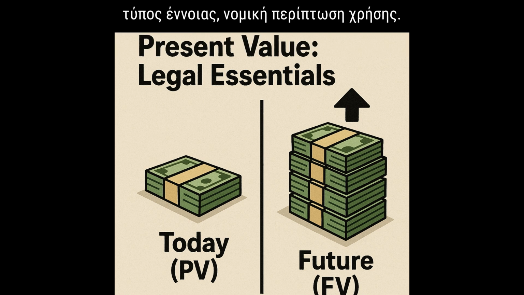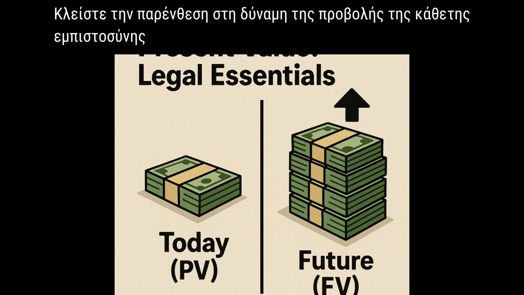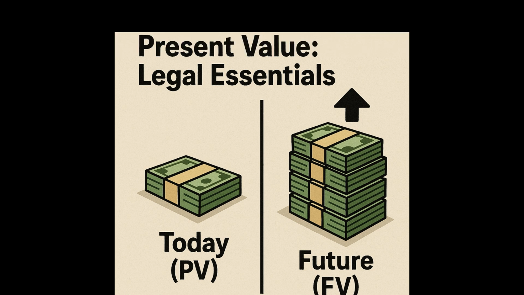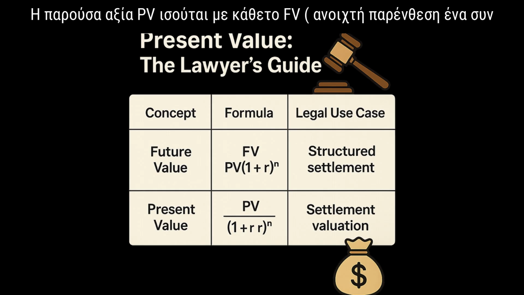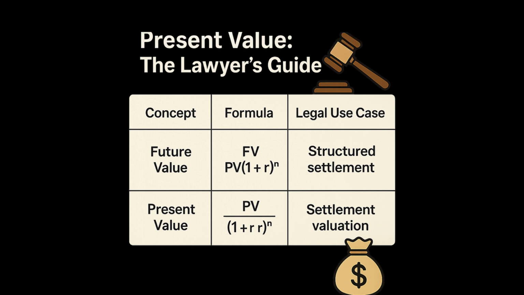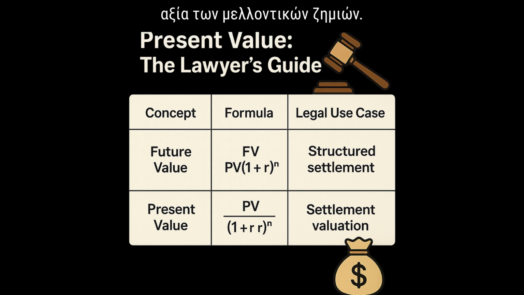Concept, formula, legal use case. Future value FV equals PV times (1 plus r) to the power of n, projecting trust/investment growth, damages. Present value PV equals FV divided by (1 plus r) to the power of n, discounting future damages to present. Lawyers use FV to show how money grows and PV to find today's value of future losses.